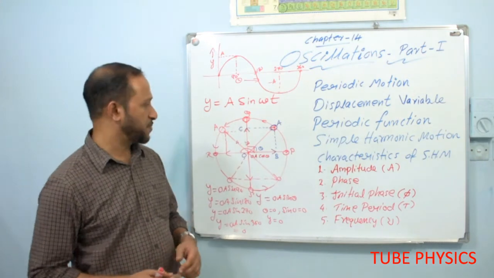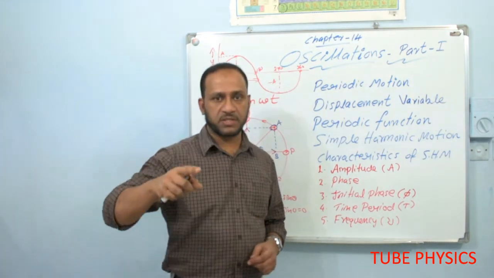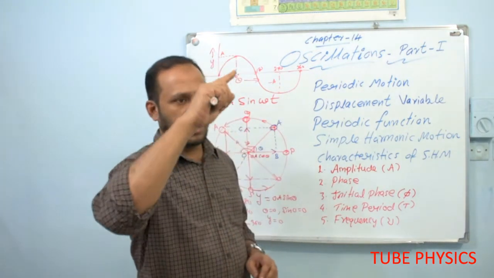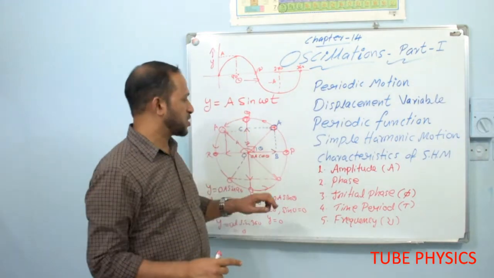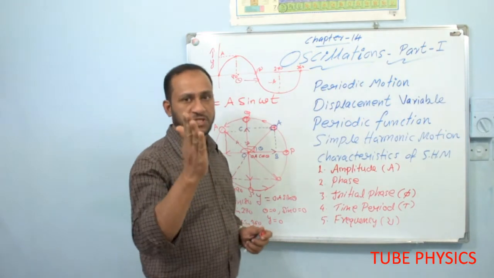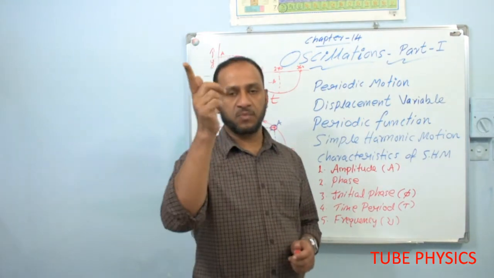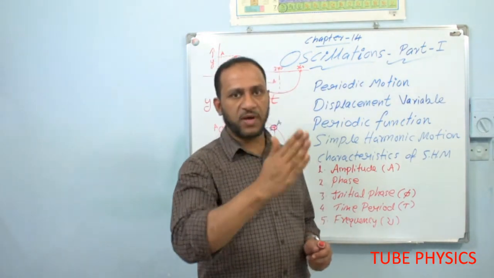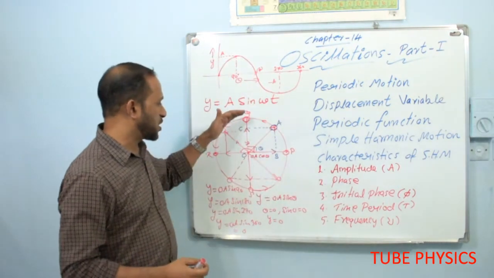So what we can see here is that the body moving in a circular path can be converted into oscillation of that body. Circular motion can be converted to oscillatory motion by taking the projection of the position vector of the body moving in a circular path on the y-axis, and we can get the oscillation of the body.